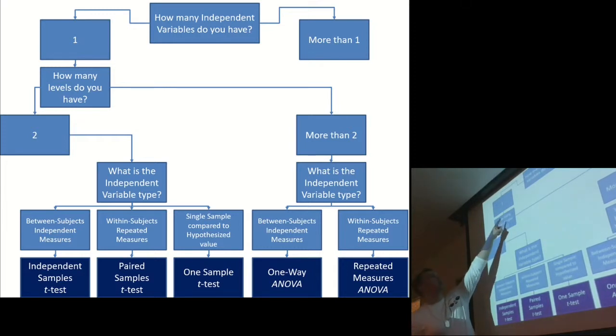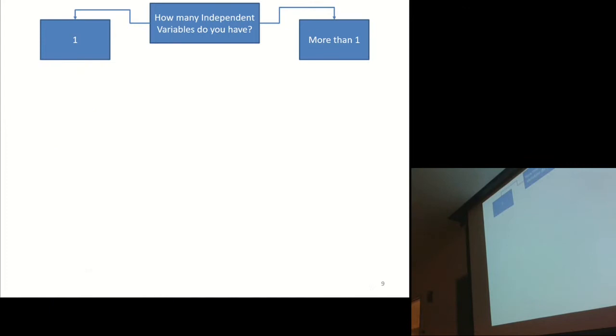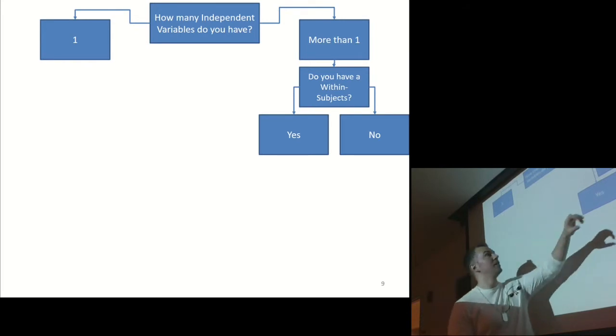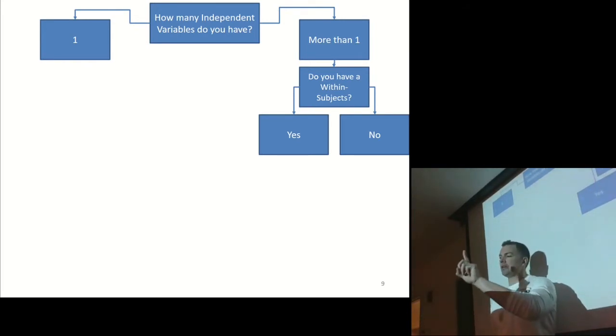All right. So this is if you have only the one independent variable. Now let's take a look at what happens if you have more than one. So we'll get rid of those. If you have more than one independent variable, if you're looking at the effect of two things on a specific outcome, then again, ask yourself, do you have a within subjects variable? If you have one within subjects variable, it's going to be different than if you have no within subjects variables. But this is the one that counts. Do you have at least one of these?